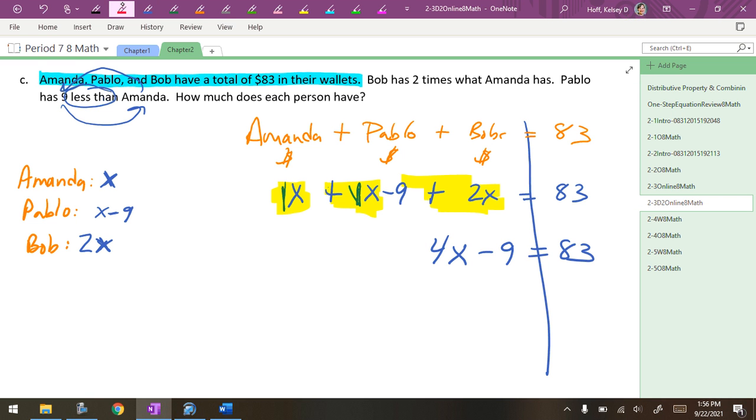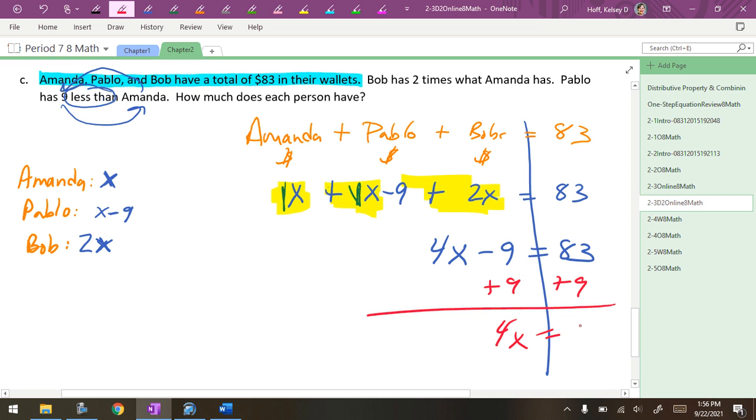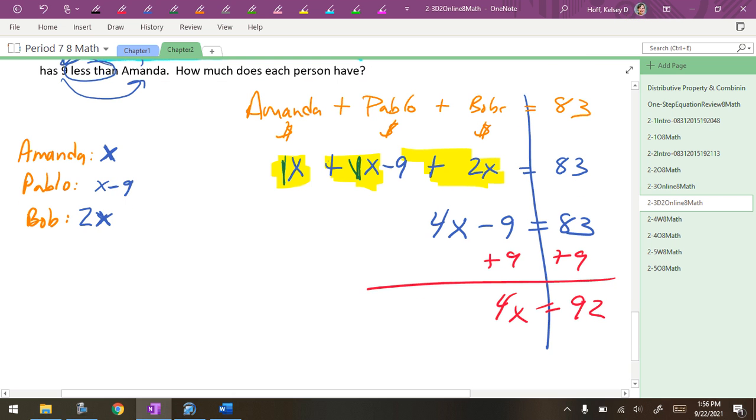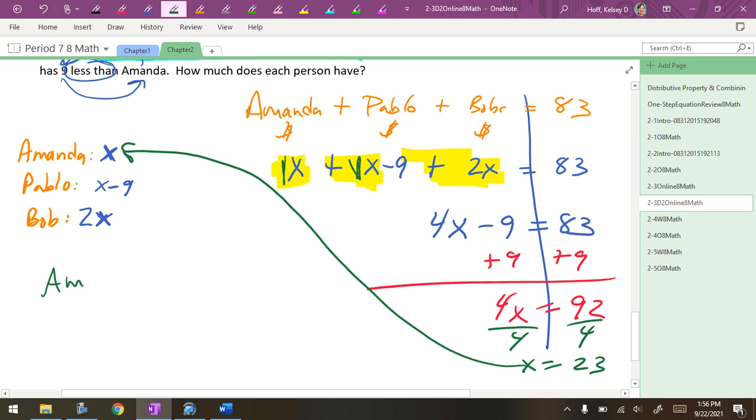Then, add 9 to both sides. 4X equals 92. Then, what's next? Divide by 4. X equals 23. What did X stand for? Amanda. What does this problem ask us? How much does each person have? Well, we already know who. Amanda. We already know Amanda because Amanda is just X. So Amanda has $23.